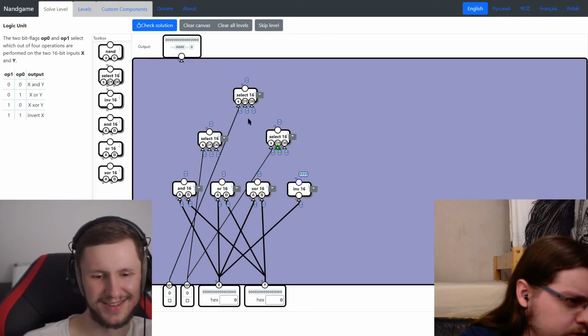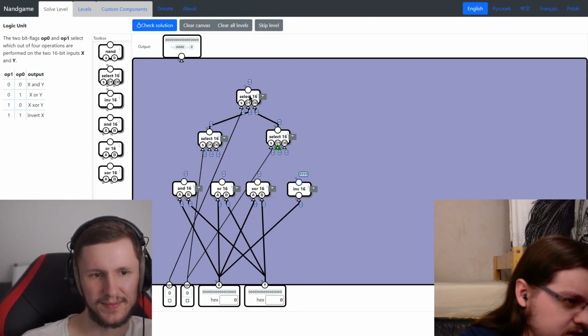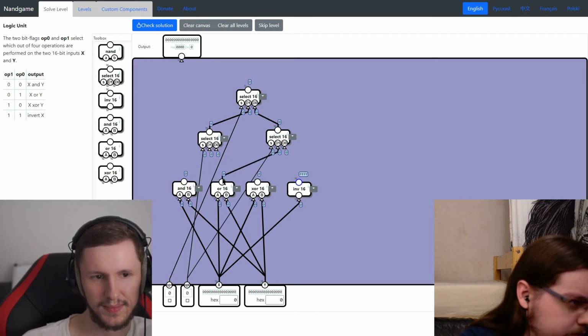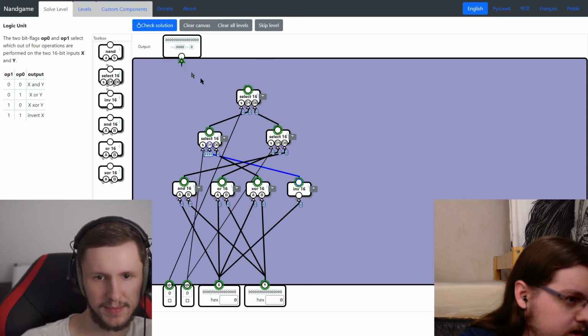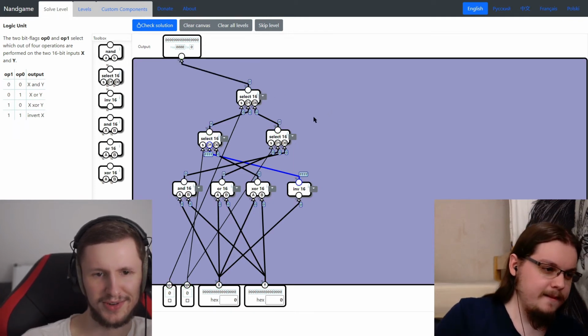This is opcode 1. So if 1 is 1, I want this. If 1 is 0, I want this. And so this one to have the code 0 1 is this one, which is OR. 0 0 is AND. 1 1 is invert. And 1 0 is XOR. Yep. I believe we did it, right? That should work.